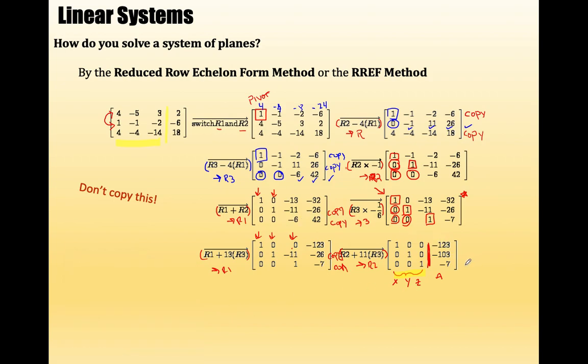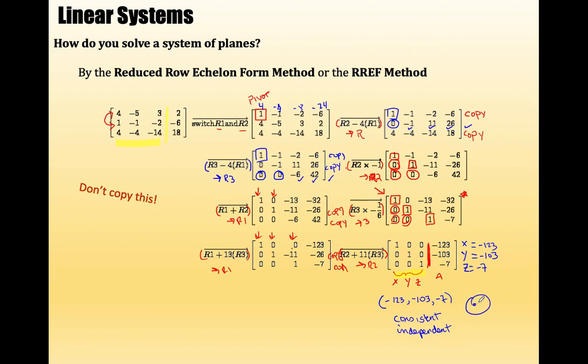0 times x plus 0 times y plus 1 times z is equal to negative 7. What does this row say? 0 times x plus 1 times y plus 0 times z is equal to negative 103. 1 times x plus 0 times y plus 0 times z is equal to negative 123, which means these three planes intersect at a unique point, and therefore this system is consistent because I got an answer, and it is independent because that answer was a unique point.